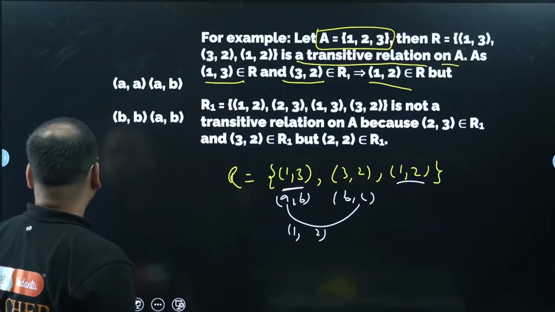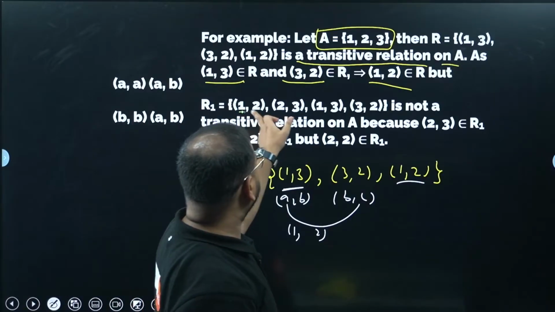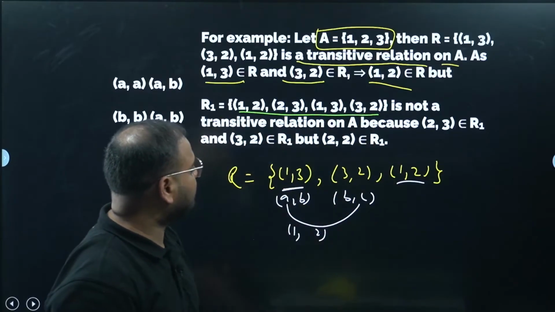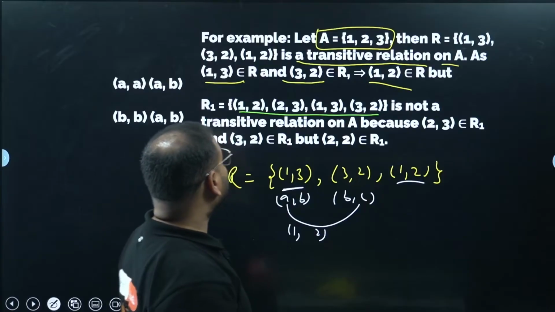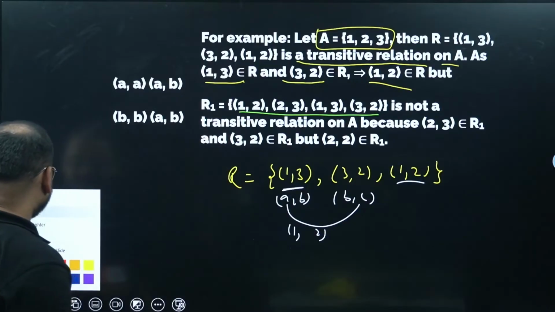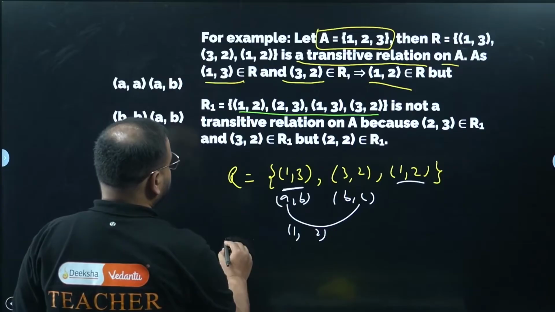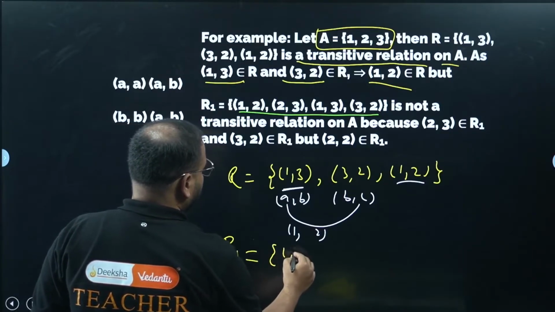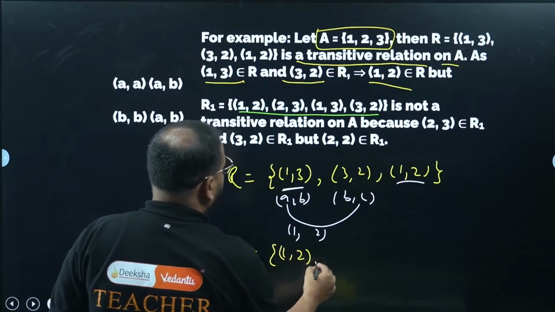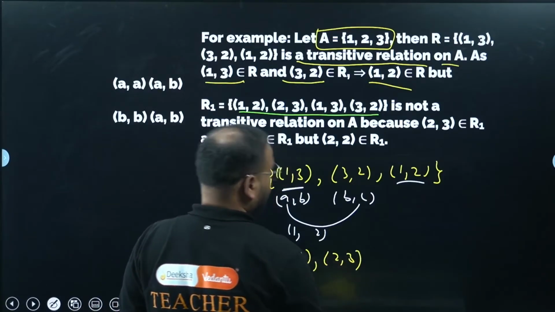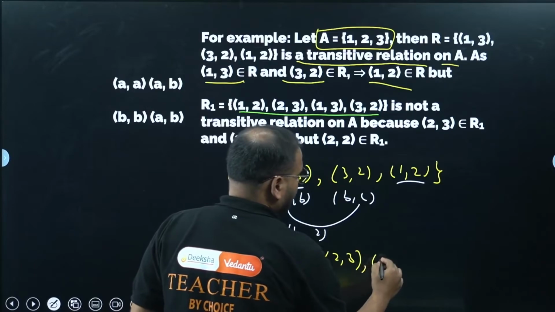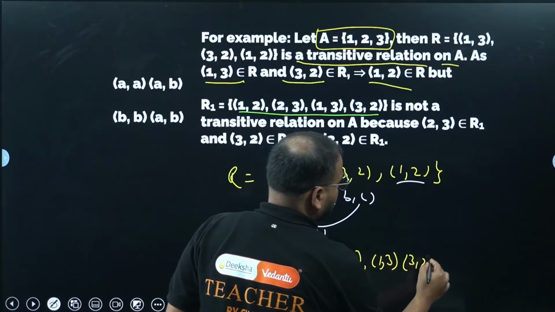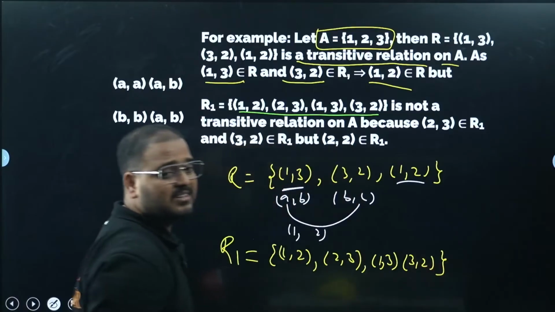R, again this is the relation given as (1,2), (2,3), (1,3) and (3,2), is not transitive. Let's check how. Let's write this relation. R1 is given as (1,2), (2,3), (1,3), (3,2). Now check whether this is transitive or not.